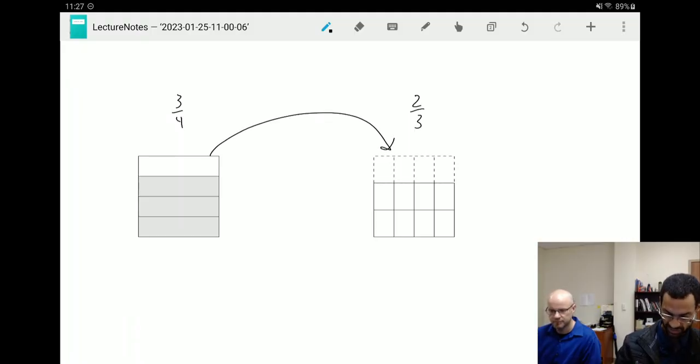Well, my problem is I need some way to compare them. So again, common size pieces, common denominators. Let's do it. So we're going to chop this one up into thirds.